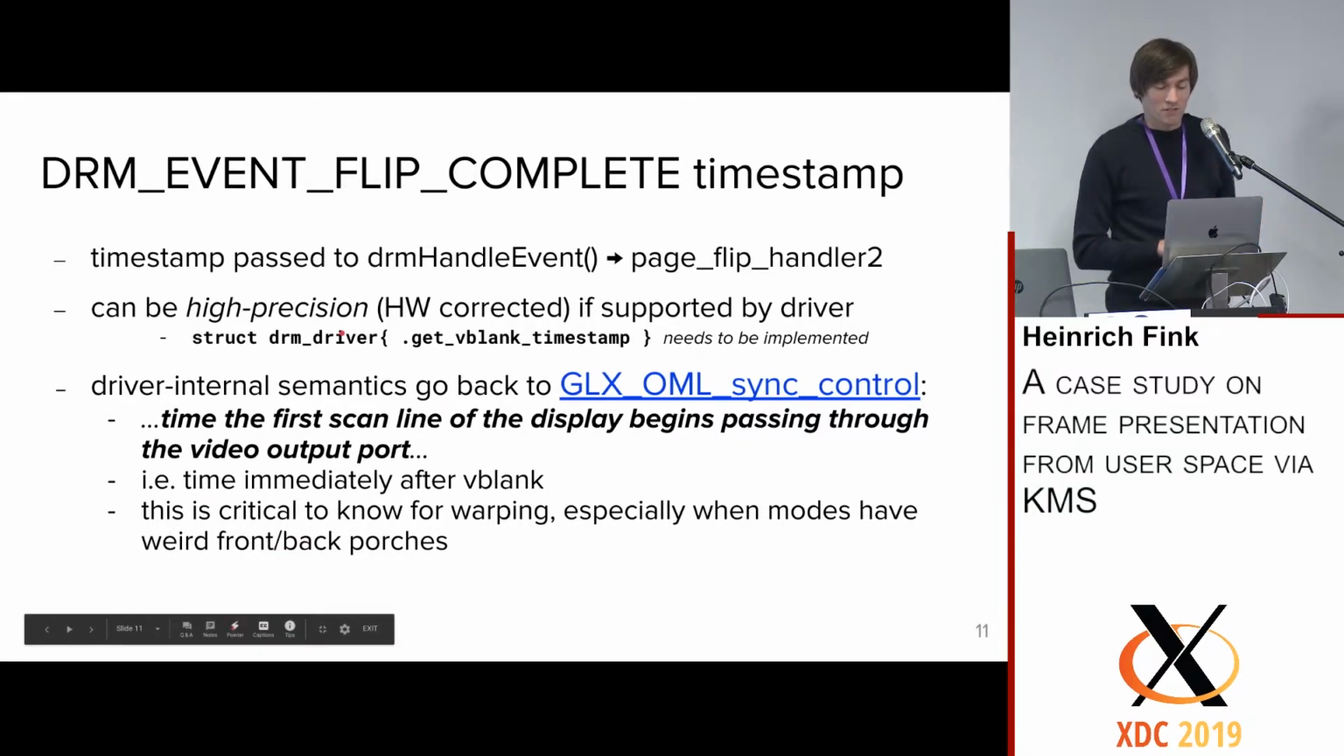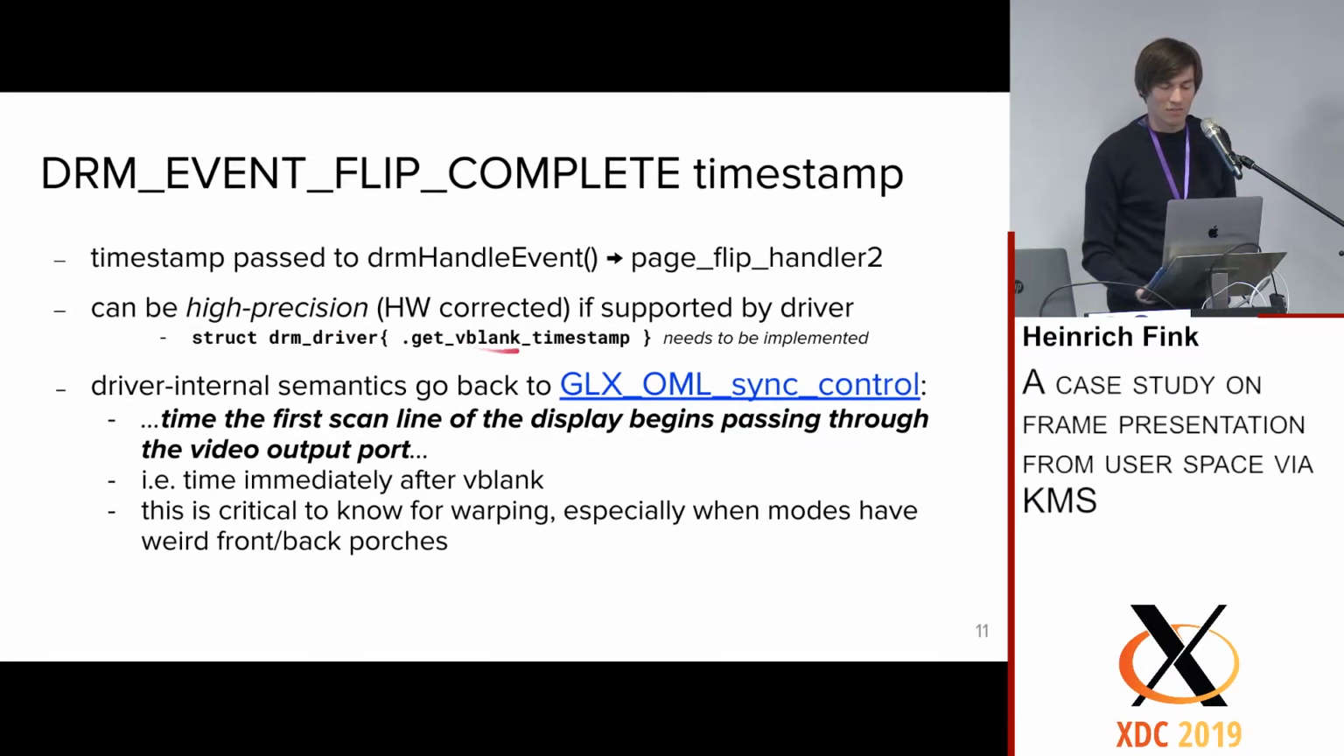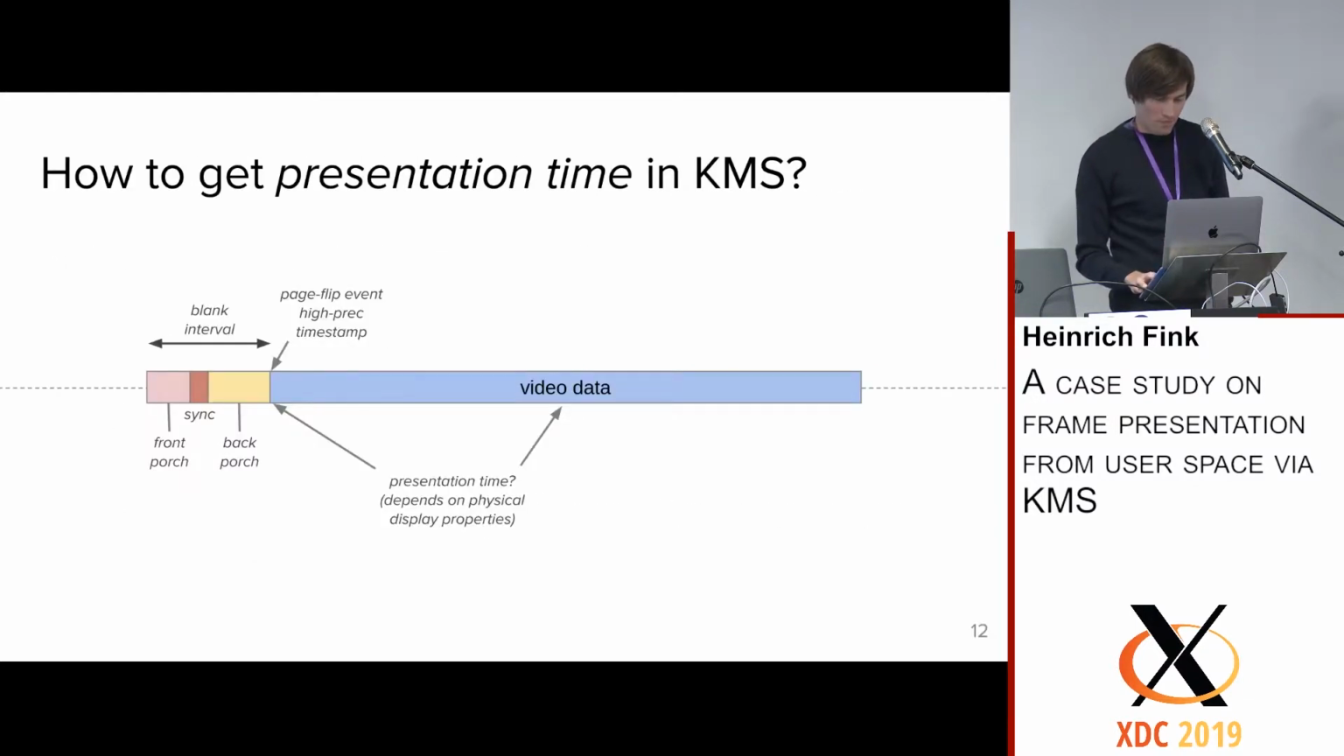So it turns out the drivers have this notion of high precision timestamps, which on the kernel side means there's this get vblank timestamp function that needs to be implemented. And also Keith mentioned it in his previous talk. Apparently the semantics of the timestamp go back to the OML sync control extension, which says this is the timestamp the first scan line of the display begins passing through the video output port. So it's actually the time, if I'm not mistaken, immediately after the vblank. And that's kind of important to know because sometimes you have really weird displays.